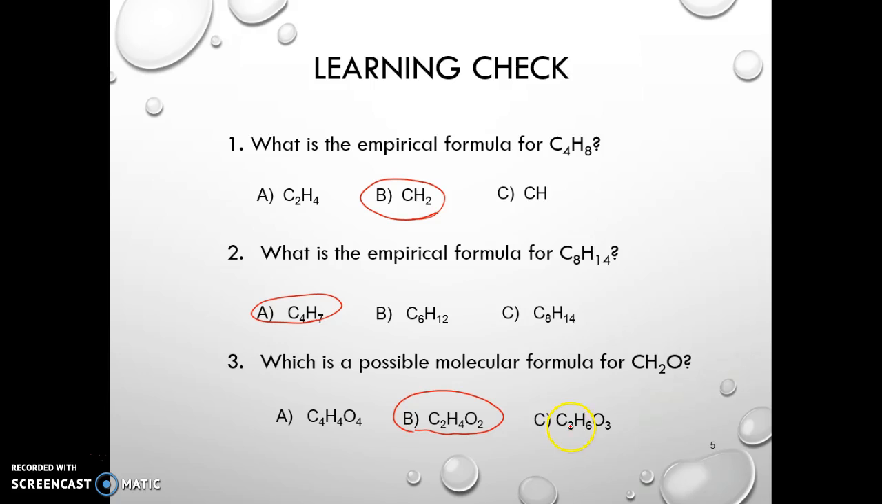Oh, what about C? If I multiply by 3, 3 times 1 is 3, 3 times 2 is 6, and 3 times 1. So B and C are both possible molecular formulas for the empirical formula of CH2O. Okay, and we saw two others earlier, the ribose and the glucose.